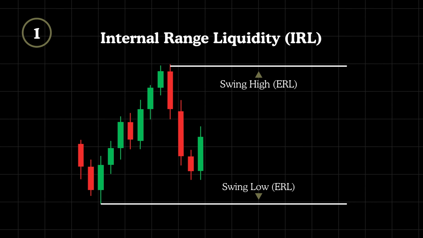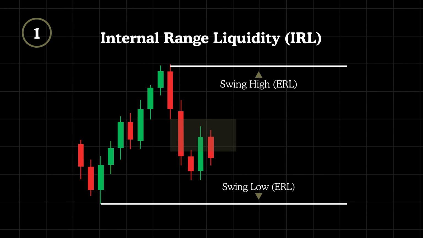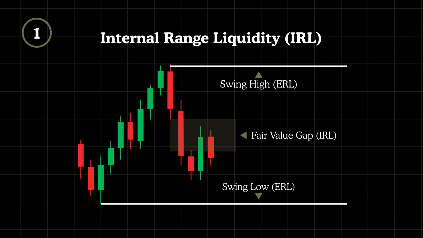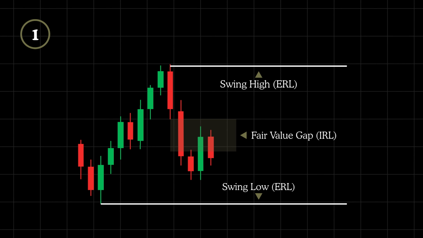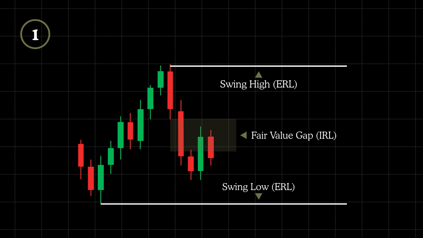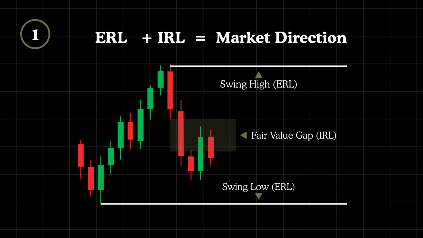The second type is internal range liquidity, IRL, which is essentially another term for fair value gaps, FVGs. Price movement relies on these gaps as energy to target those swing highs and lows. It's crucial to observe how price reacts to both liquidity types. Together, they give you clear signals about the market's next directional move.